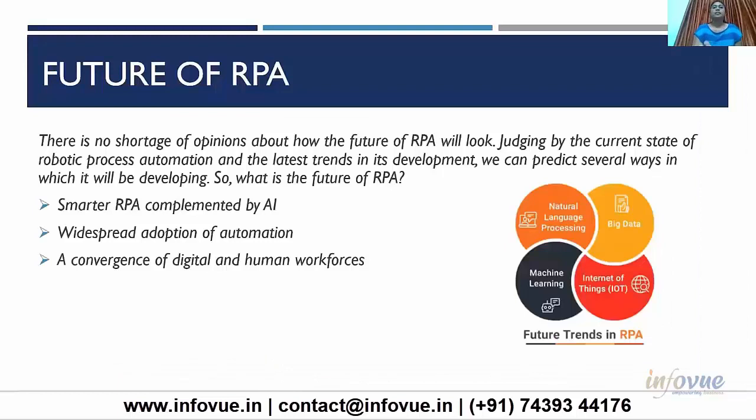Next, future of RPA. There is no shortage of opinions about how the future of RPA will look. Judging the current state of robotic process automation and the latest trends in its development, we can predict several ways in which it will be developed. So what is the future of RPA? Smarter RPA complemented by AI, widespread adoption of automation, a convergence of digital and human workforces. And some of the future trends in RPA are big data, IoT, machine learning, and NLP.